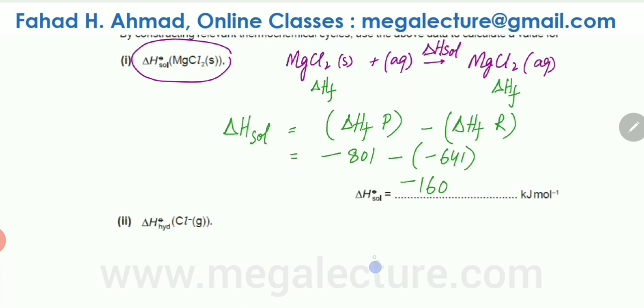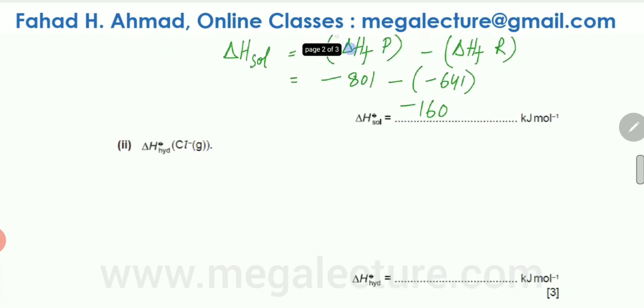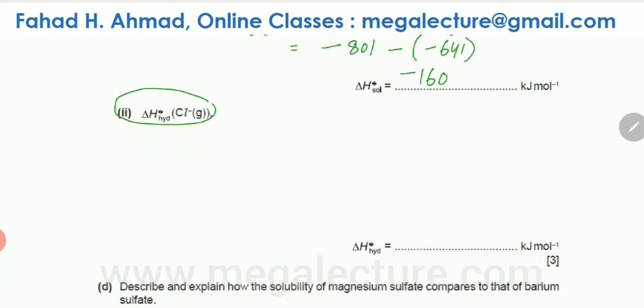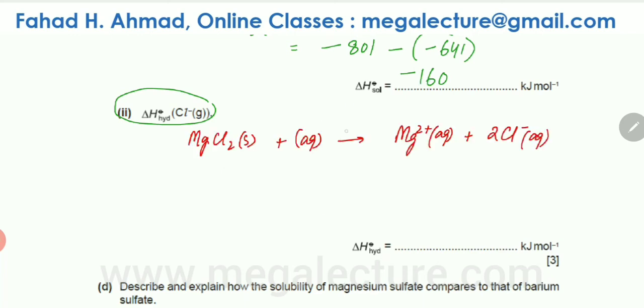Now in the next part, they are asking to figure out the enthalpy of hydration of Cl ions. Now for this, if you remember carefully, I'm going to draw a small thermochemical cycle, a Hess cycle, related to solution, because we have figured out the enthalpy change of solution just now. So let's try and draw that. So this over here is the enthalpy change of solution. MgCl2 solid changes into MgCl2 aqueous. This value is already known, minus 160.